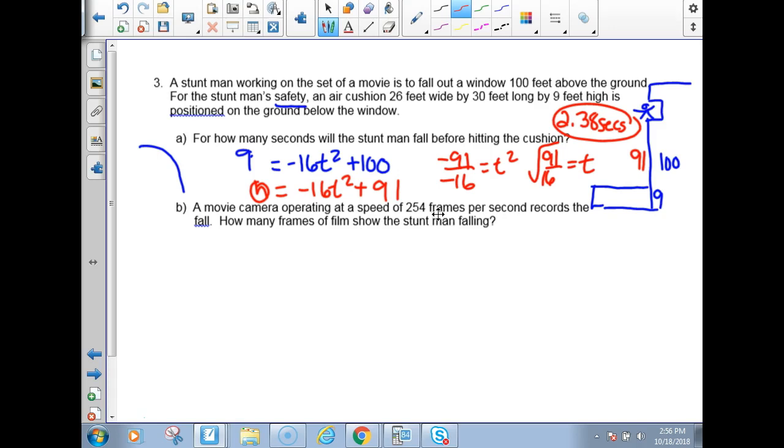A movie camera operating at a speed of 254 frames per second records the fall. So it's that many per second. We found out it took him 2.38 seconds to fall. How many frames would be in the film? 2.38 times the 254 frames a second. Actually, it would come to 605, and you'd have to round up regardless of the decimal, because you can't have part of a frame. If you typed it in and didn't round, it would come out to 606, but that's fine.